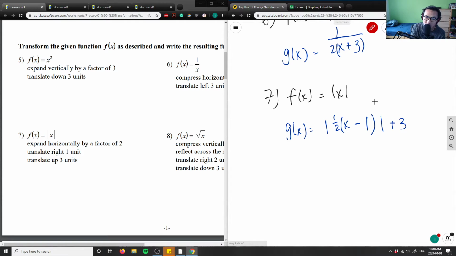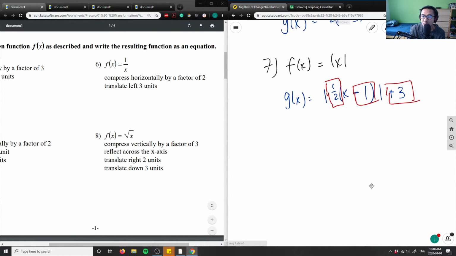Again, I have a horizontal expansion by a factor of 2. Remember, I have to put 1 over that for a horizontal one, because it's horizontally being expanded or stretched. In this case, it's moving right by 1 unit, and then it's moving up 3 units, right? So again, 3 transformations in this case here.